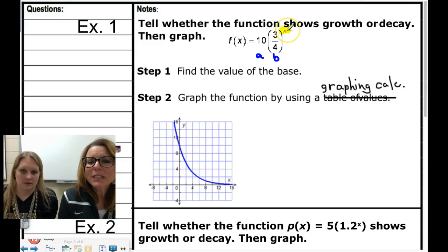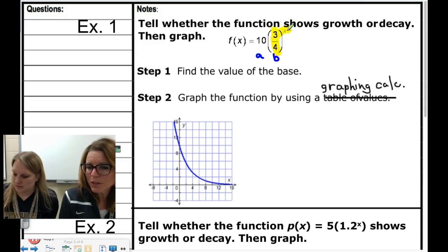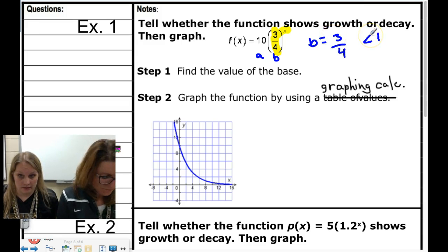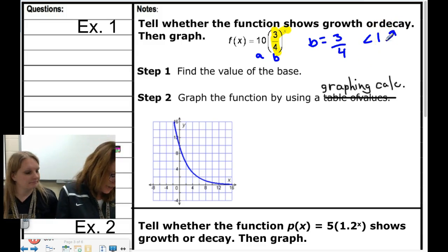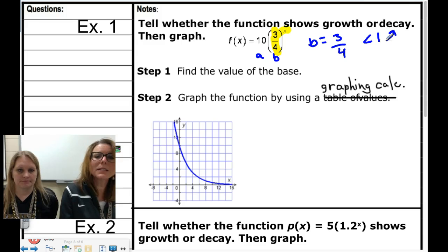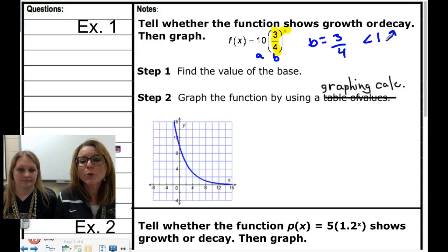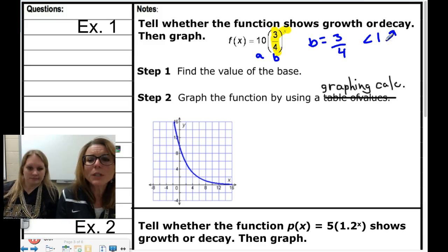Okay. So let's write B equals, and let's write what it's equal to, because that's step 1. Right. That's less than 1. Exactly. And if it's less than 1, it's a decay. And that's exactly what you're going to write. Perfect. Okay, it is decay. And graphing the function, we did that for you.